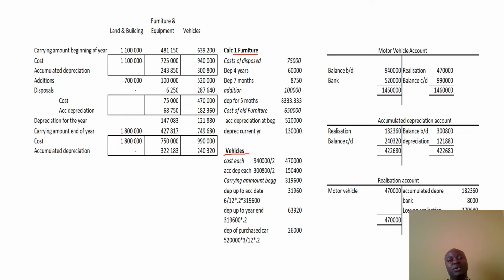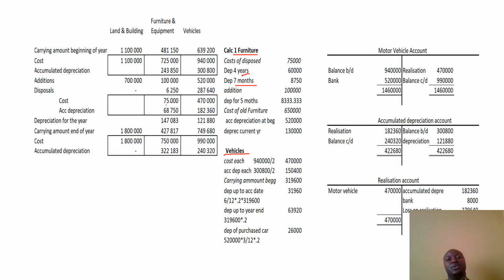the first, I calculated the cost of the furniture that was disposed. So the cost was 75,000. The cost was given, I'm sure, yes, the cost was given as 75,000. The furniture, how many years did we have it in our business? It is from the first time that it was bought up until the beginning of this current year. I calculated and I got 4 years, isn't it? In the current year, it was there for 7 months.